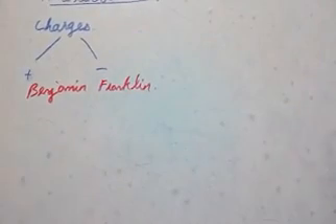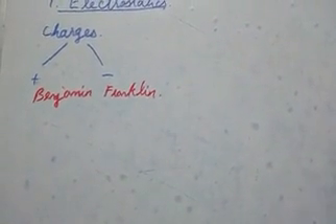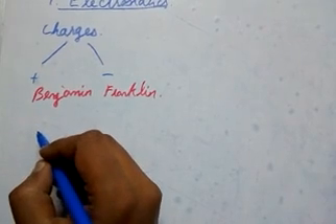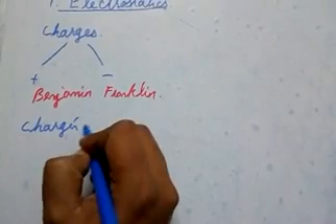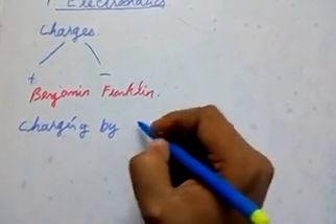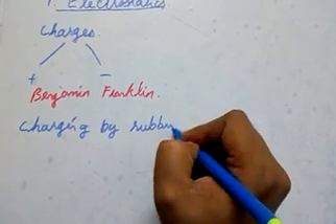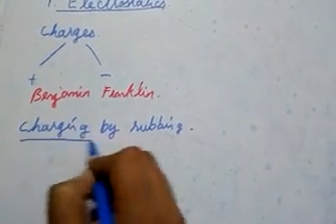Okay, now let's see how charges are produced. Charges can be produced by rubbing. So we can say that as charging by rubbing. Okay, so let's see this now.